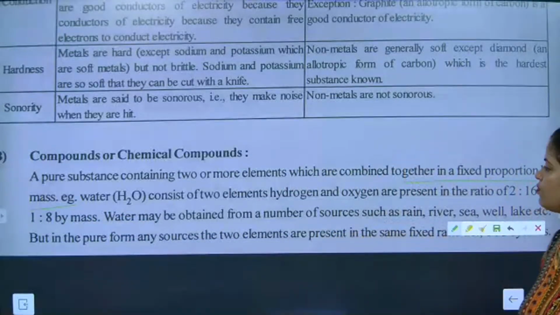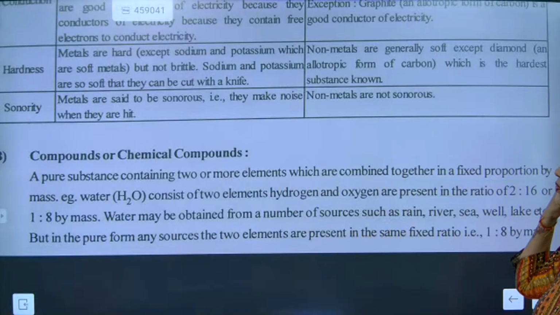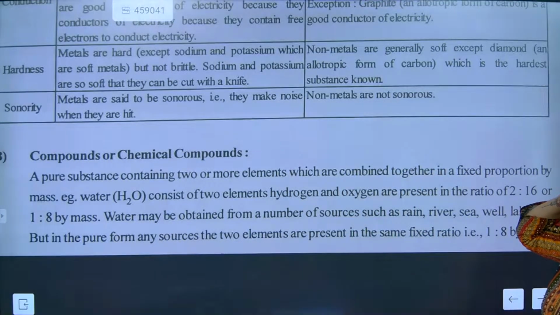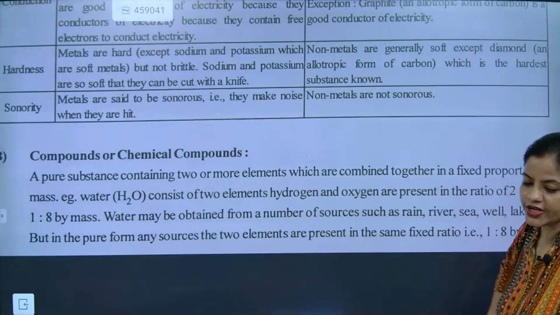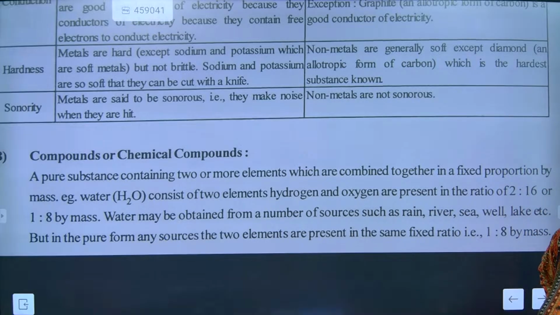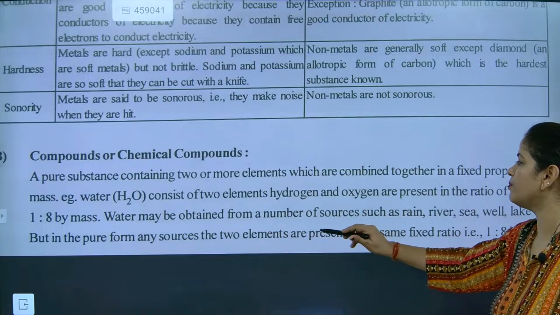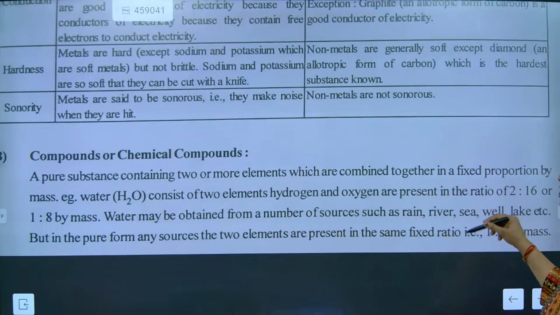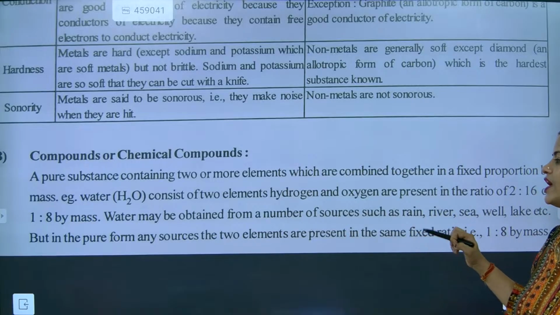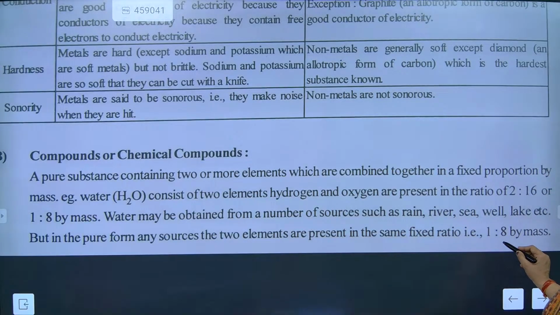Here one most important thing is fixed proportion. Consider two elements, hydrogen and oxygen, in the water molecule. What is the mass of hydrogen? 1. What is the mass of oxygen? 8. So what is the ratio? 1:8. Water may be obtained from a number of sources such as rain, river, sea, well, lake, but in pure form from any source, the two elements are present in the same fixed ratio.